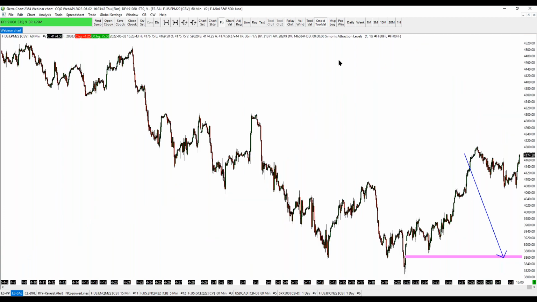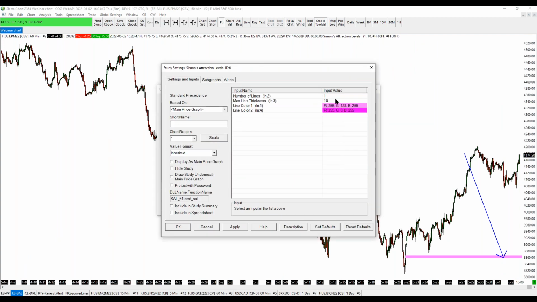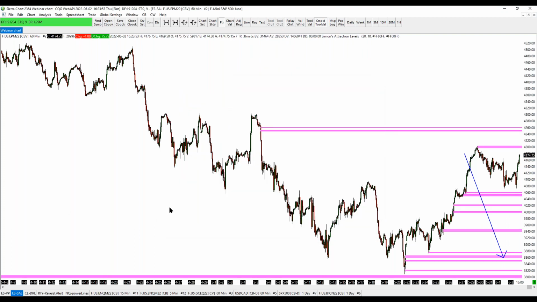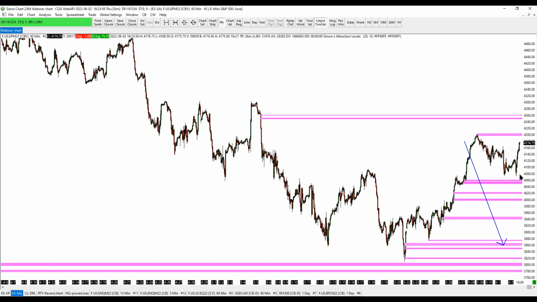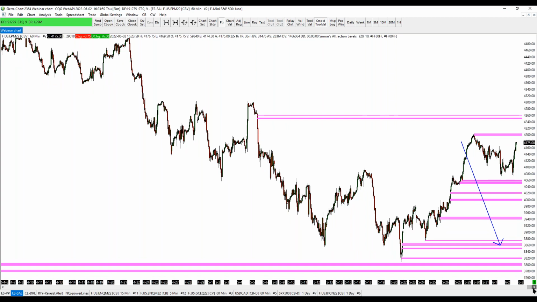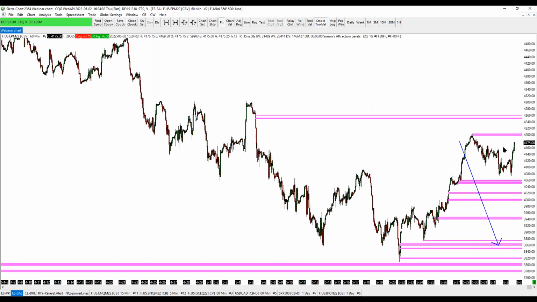Now let's assume that you have studies, you have 20 levels that you want to look at. You don't want to take a look at every single level. You don't want to be confused. You have 20 levels of indicators, and you want the market to, for example, come to a level here, and that level also has a rejection, so you want to take it short. But let's say you're looking at 20 levels.